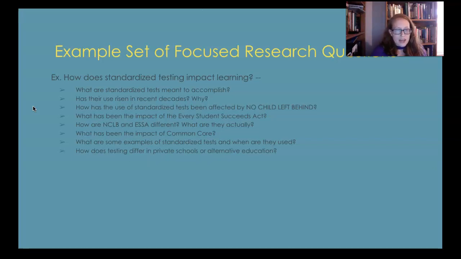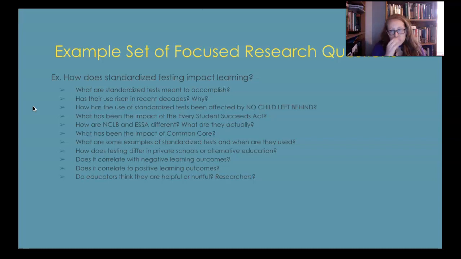How does testing differ in private schools versus alternative education? So do we do it differently depending on the school? How does it correlate with negative learning outcomes? Are there studies that show negative or positive learning outcomes? Or you could just search learning outcomes. Do educators think they're helpful? From a first-hand account, what do educators experience in the classroom versus what the researchers say?